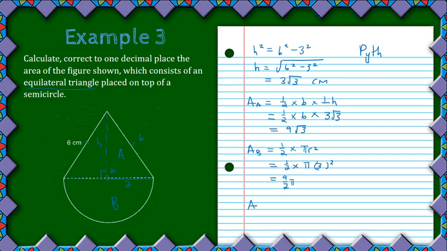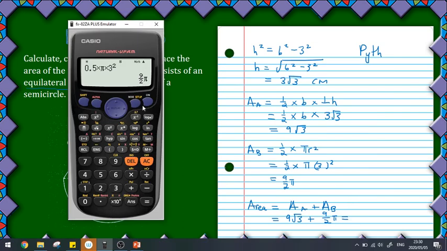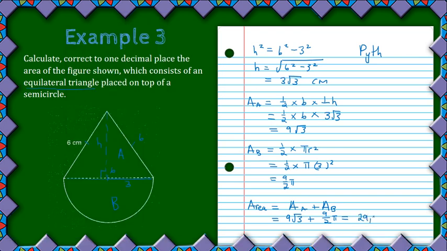And then finally, the total area is the area of A plus the area of B, and this is going to be equal to 9 square root of 3 plus 9 over 2 pi. So this gives us 29, to one decimal place is just 29,7, and this is in centimeters squared.